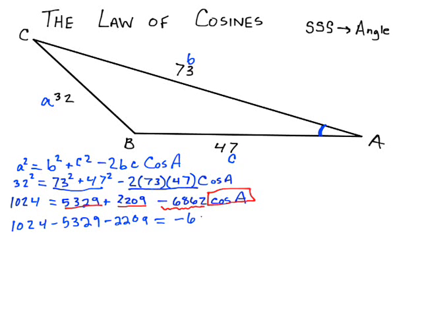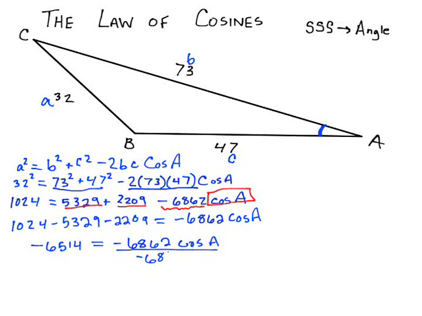That's equal to negative 6,862 cosine of A. So let's do this subtraction over here. When we do, we will find we have negative 6,514 equals negative 6,862 times the cosine of A. Now this is multiplied right here. So to undo that, we're going to divide both sides by negative 6,862.